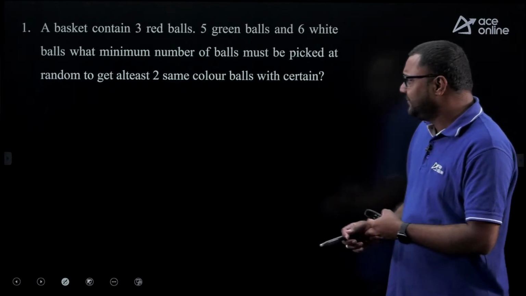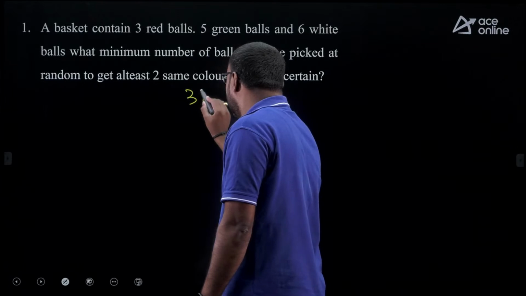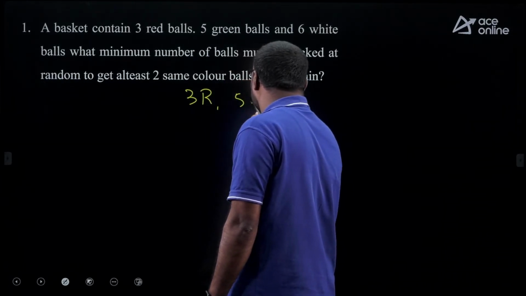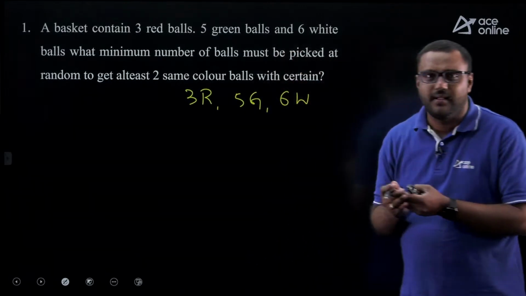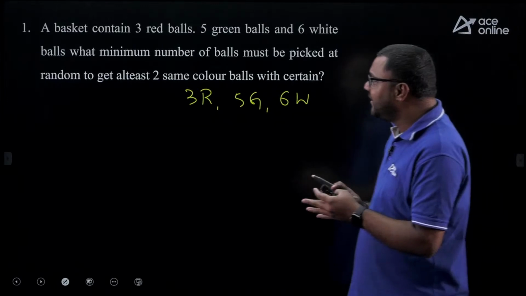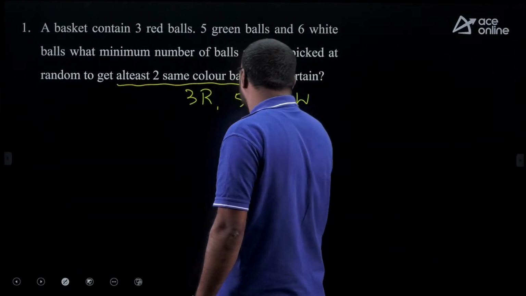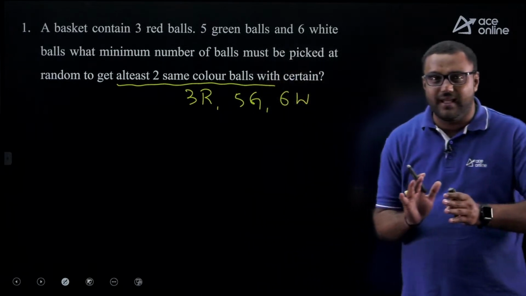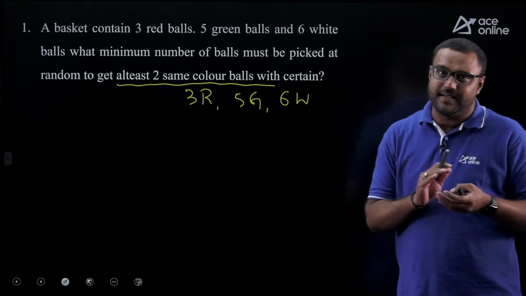See the first question. They have given 3 red balls, 5 green balls and 6 white balls in a basket. What is the minimum number of balls you must pick? The condition you have to satisfy is at least 2 of the same color. How many minimum balls do you need to pick from the basket?